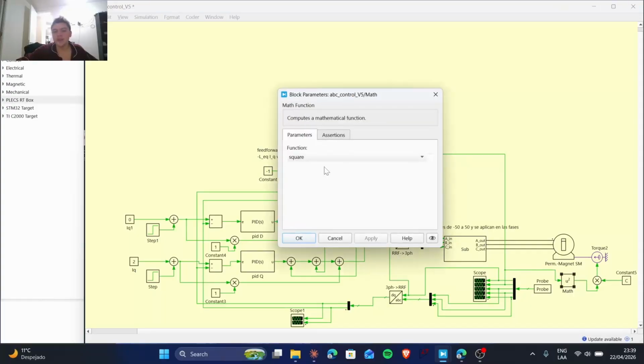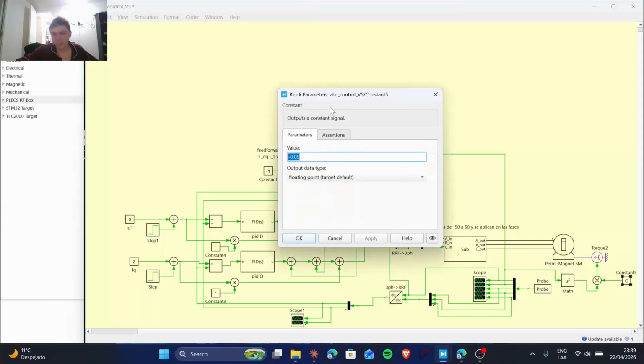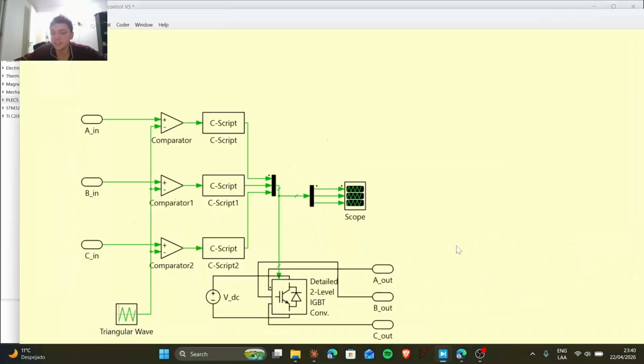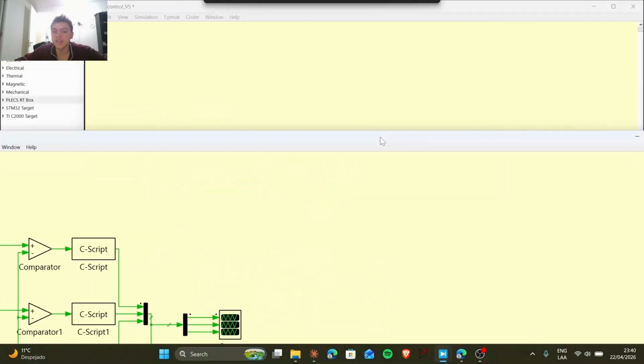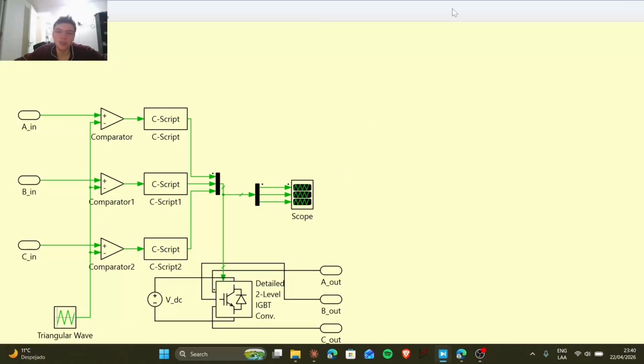We operate with a square function with Plecs modules, and we multiply them with a -1 and a 0.05 constant. The -1 is for the direction of the torque to make a load for the motor. Okay, this is our mechanical system. To operate our mechanical system, we have the inverter. This module will be explained later by my partner, but it's a PWM generator.